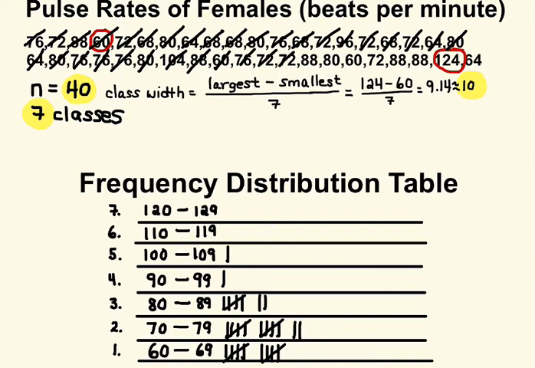1, 2, 3. 88 and 80, that's 2 values that belong in class 3. 1, 2. Then we have a 60, that's class 1. A 72, that's class 2. 1, 2, two 88s. A 124.